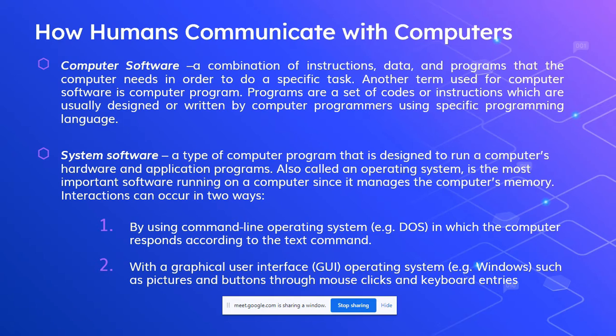A system software interacts in two ways. First is by using command line operating system. An example, yung DOS natin. Mac OS ata sa Mac laptop. Ayun, basta yun, Mac OS. In which the computer responds according to the text command.